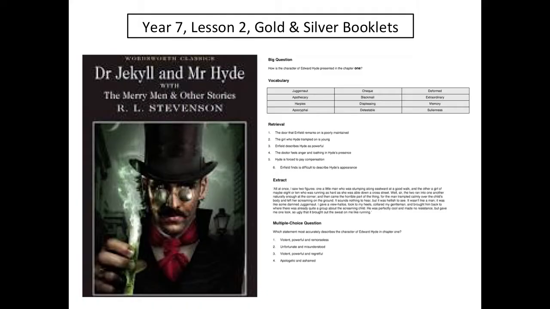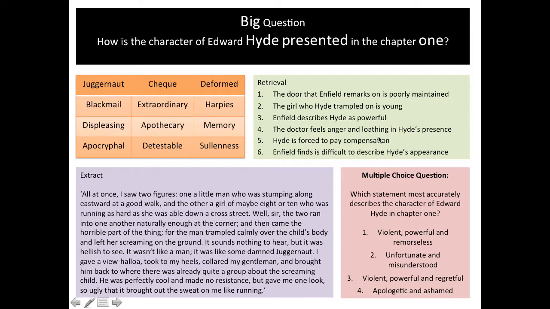Right, Year 7, welcome to Lesson 2 of the Gold and Silver booklets, where we're going to be looking at this question here, which is on page 9. How is the character of Edward Hyde presented in Chapter 1? So I know you've got your sheets looking like this, but just to make it easy for me, I've created this sheet, which is exactly the same.